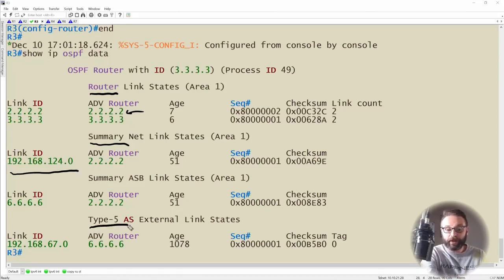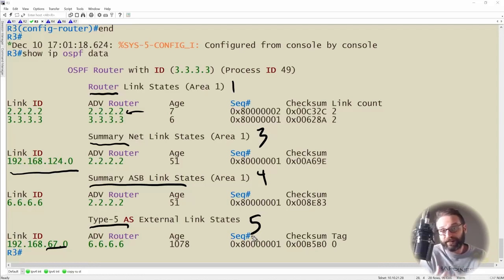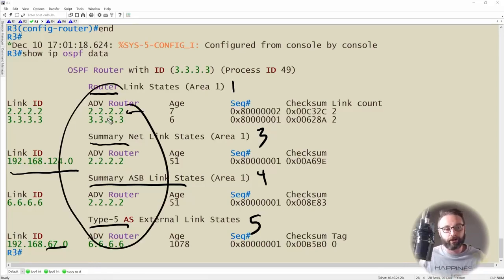Beyond that, jumping ahead a little bit, we see the Type 5 LSA that was brought in, which was that external network, and it's asking, wait a minute, how do I get to the ASBR, because I don't know about this? And now we see the summary ASBR, the Type 4 LSA. So we have Type 1, 3, 4, and 5 now in the link state database in a different area, and it's a significantly smaller database.